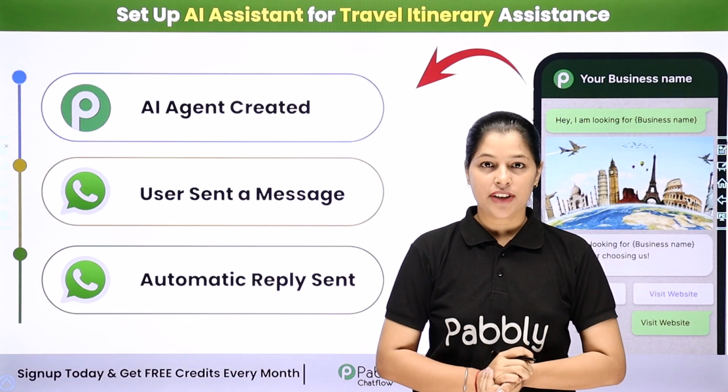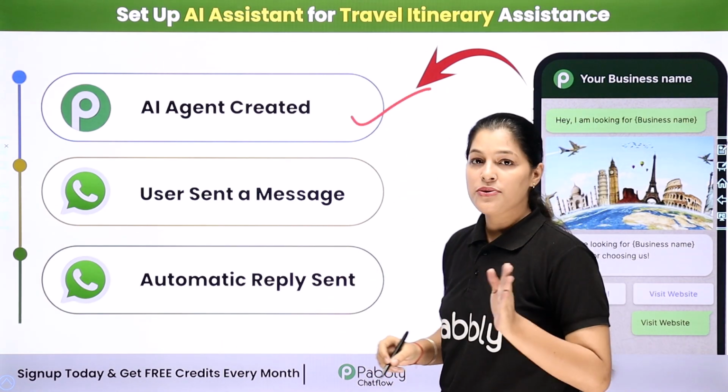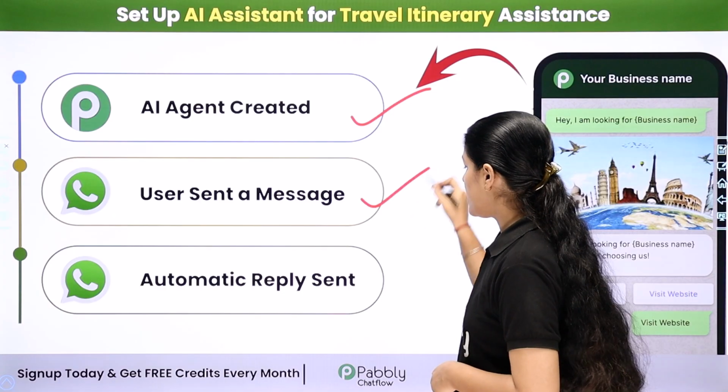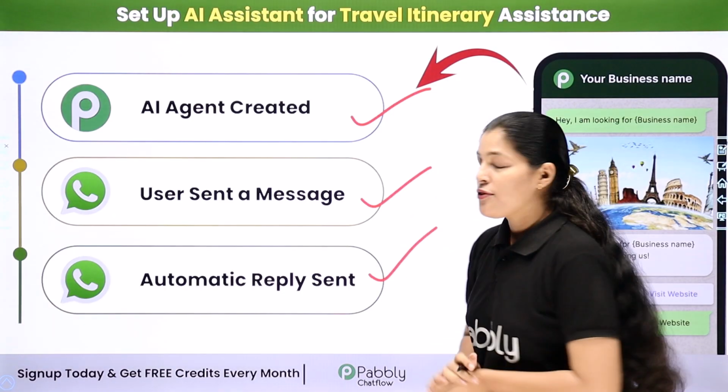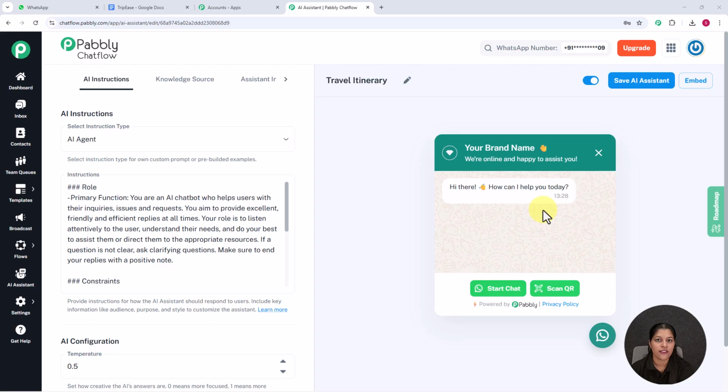Firstly, in this video we are going to create an AI agent, and now if a user sends a message, an automatic reply will be sent to them. So if you also want to build this automation, then let me take you to my screen. Welcome to my screen. In this video I am going to show you how you can set up an AI assistant for travel itinerary assistance.